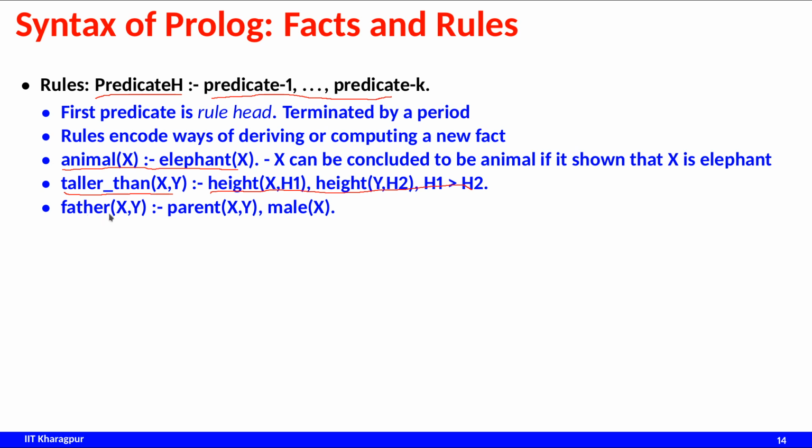Similarly for these ones, father X Y, parent X Y, and male X Y, I can say this is true if I can show that this part holds.